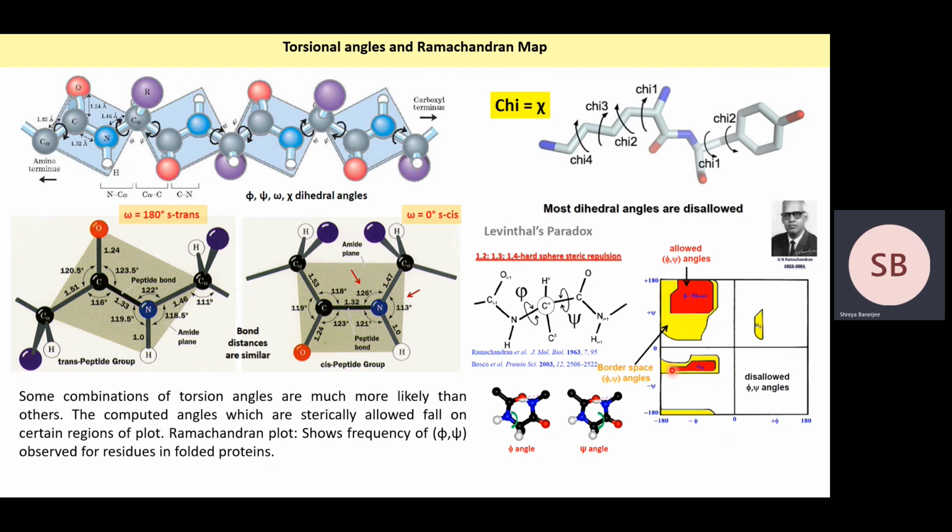Like you can see, this particular red region represents the alpha helical conformations, while at the top this region is the beta sheet conformations. The yellow regions represent border space, meaning those phi-psi which are partially allowed. That is, allowed in some cases and disallowed in others. This gives rise to this portion, which is a left-handed alpha helix or alpha L conformation.